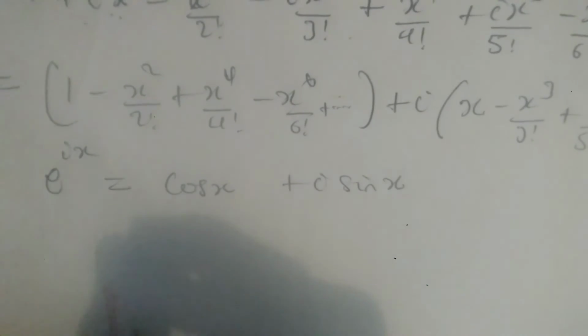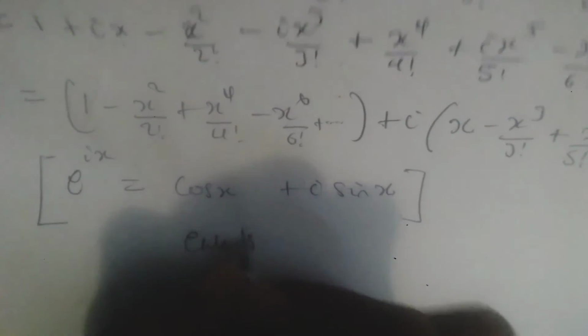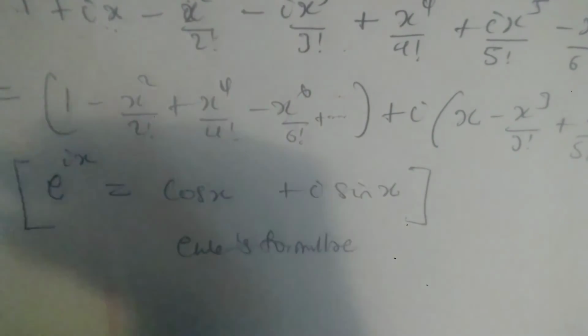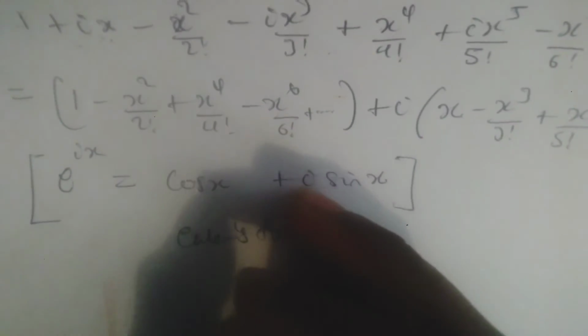Now from this we can get that e to the power of ix is cos x plus i sine x, where cos x and sine x are just the Maclaurin series expansions of the trigonometric functions cosine and sine of x. So what we're able to show here is what we call Euler's formula. This is credited to Euler, and it is an important formula in complex analysis.